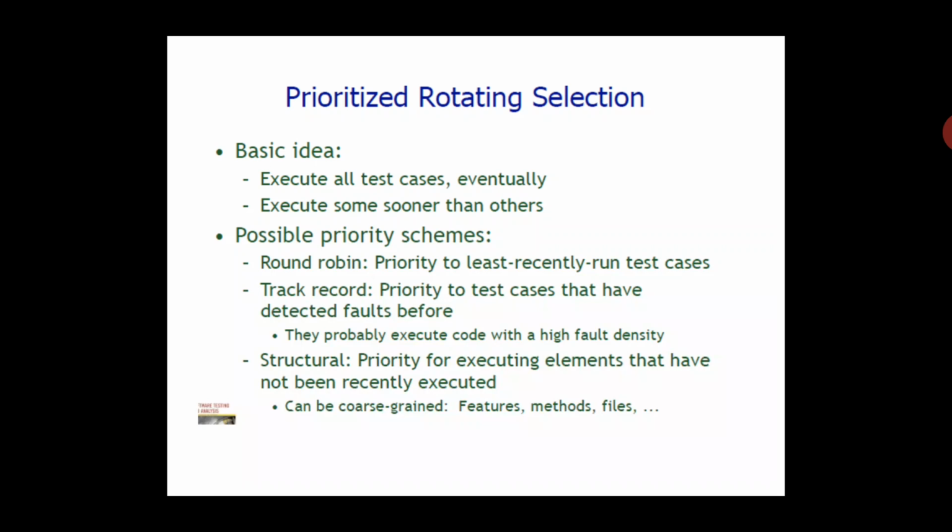That is based on the different priorities. Based on round robin, least run test cases can be given more priority. Based on track record, in the sense of faults, those that have revealed more faults are given high priority. The last one is regarding element execution: those elements, files or methods which have not been executed recently are taken up and executed. These are all different kinds of priority-based selection.